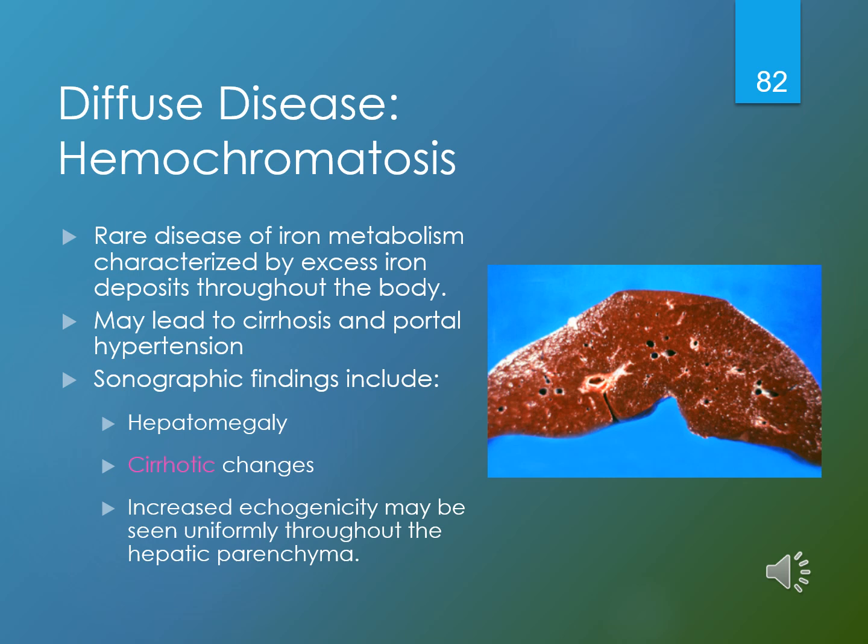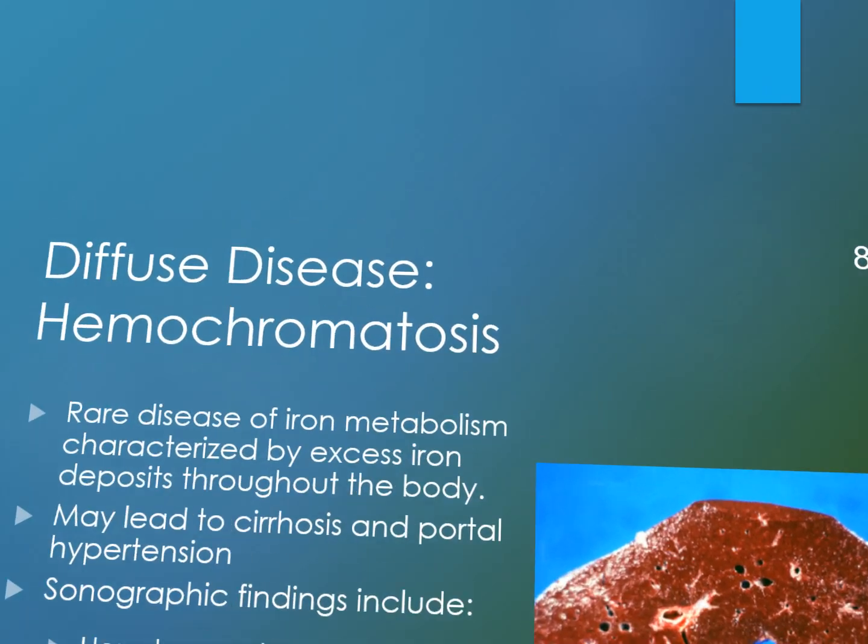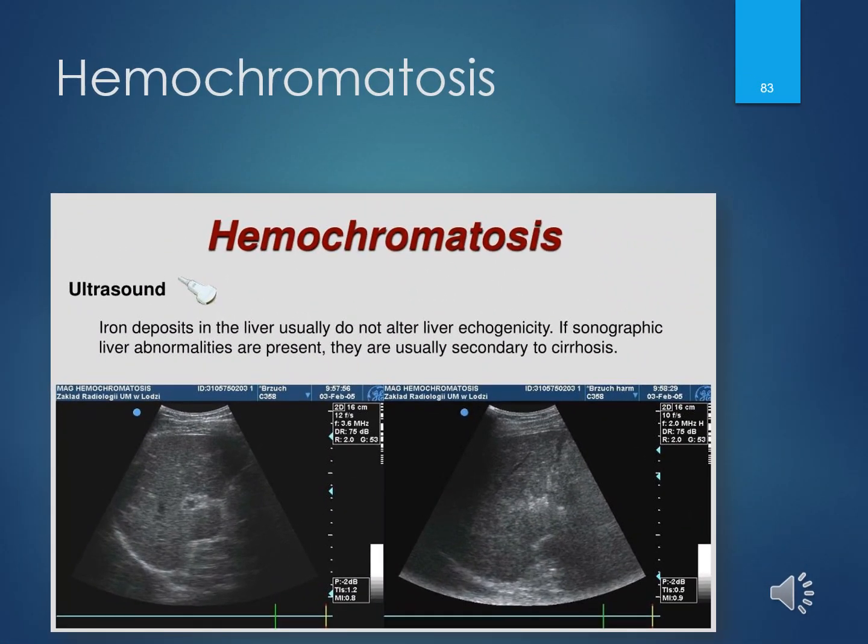Sonographic findings include hepatomegaly, cirrhotic changes, and increased echogenicity that may be seen uniformly throughout the hepatic parenchyma. So sounds a lot like fatty infiltration. Again, interestingly, under ultrasound, the iron deposits in the liver don't alter that liver echogenicity, even though it's altering the color of the liver. So if sonographic liver abnormalities are present, they're usually secondary to that cirrhosis development.